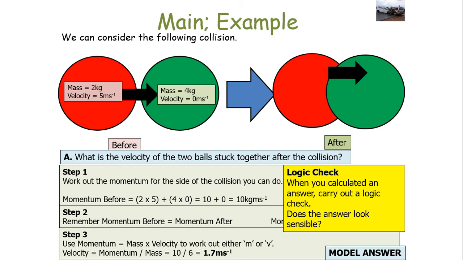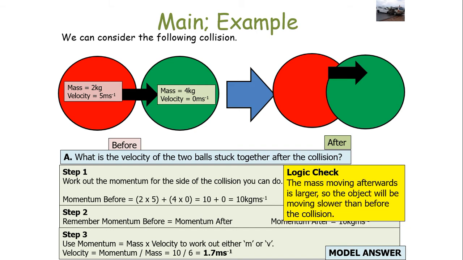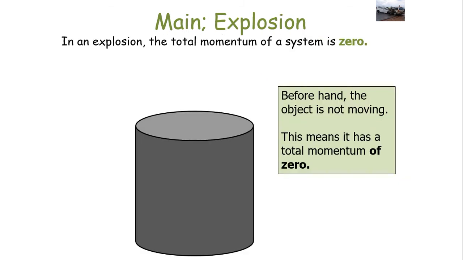Now you then carry out a logic check. Does your answer look sensible? Well, think about it. The mass of the moving object has increased after the collision, so therefore its velocity should go down because it's more massive. So therefore, has it gone down? Well, it's gone from 5 to 1.7, so yes, it has. Now, the mass moving afterwards is larger, so the object will be moving slower than before the collision.